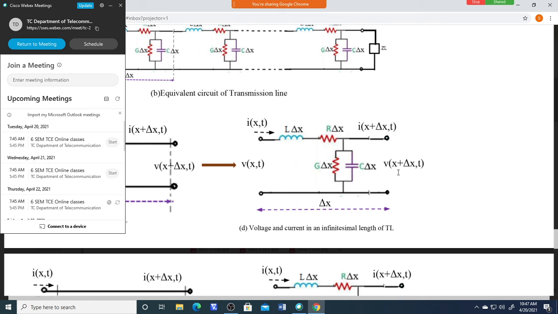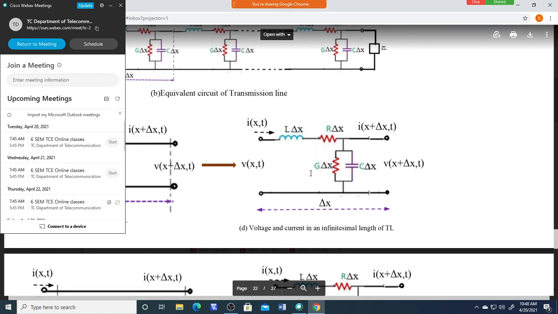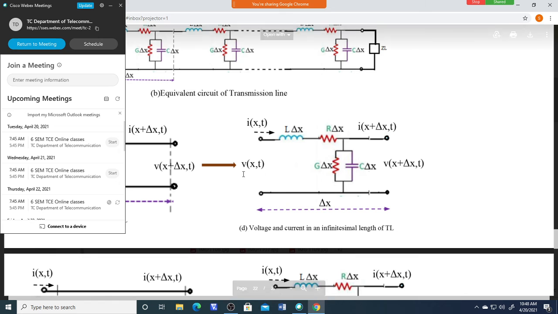Output is V of x plus delta x comma t. So then what is this value? Assume we know all this. If the applied voltage is here, what is the voltage across this terminal? That we can easily calculate, by applying Ohm's law, Kirchhoff voltage law or Kirchhoff current law.